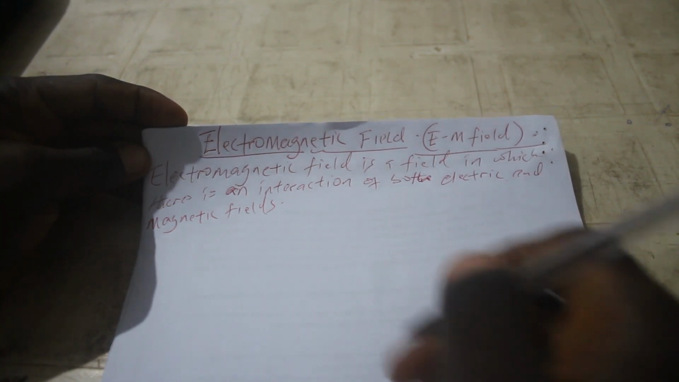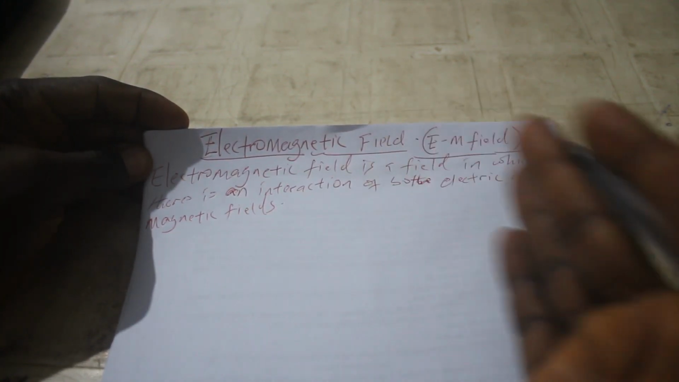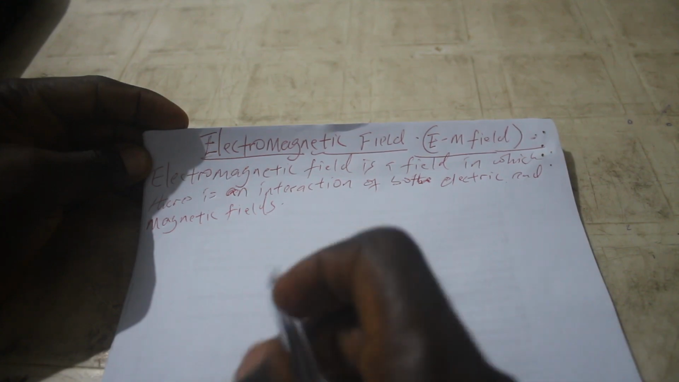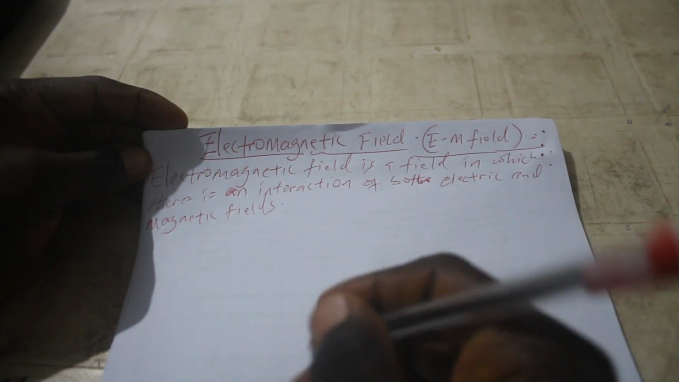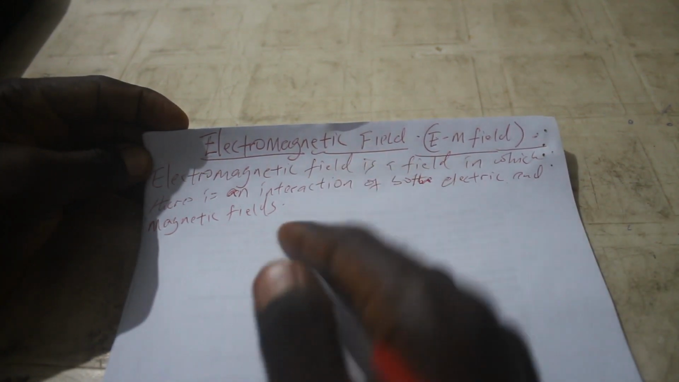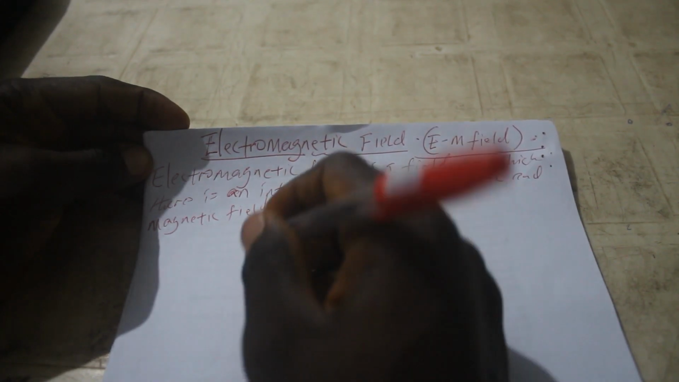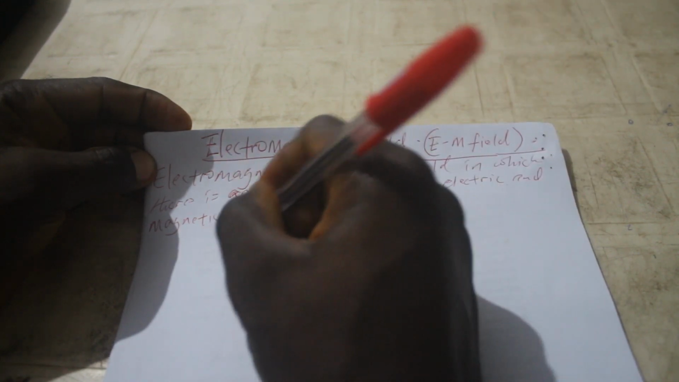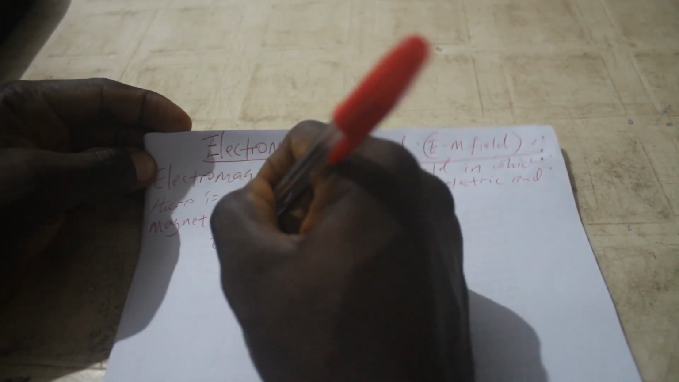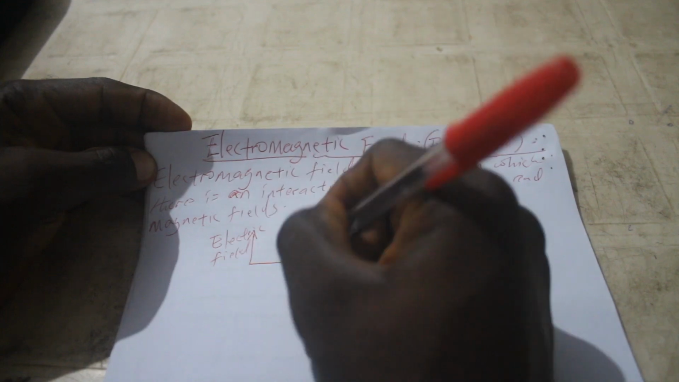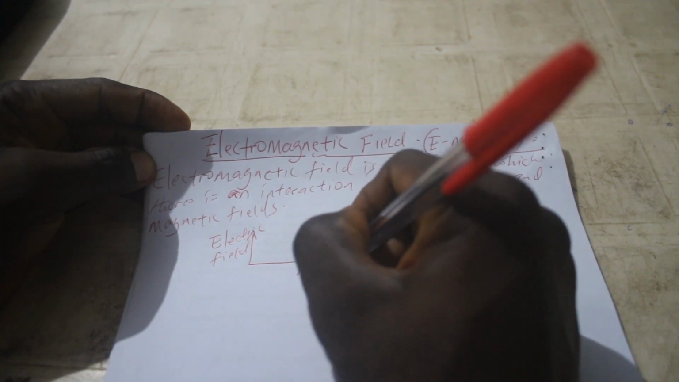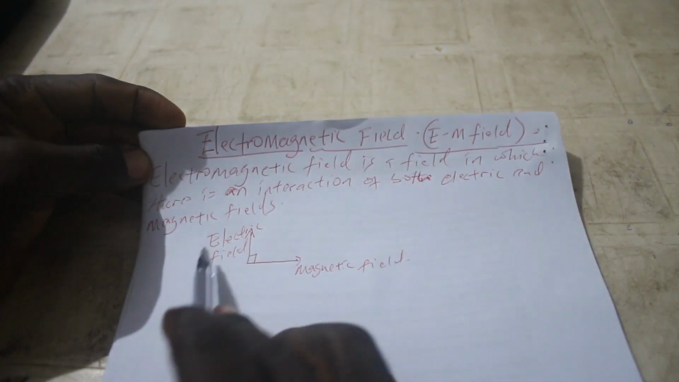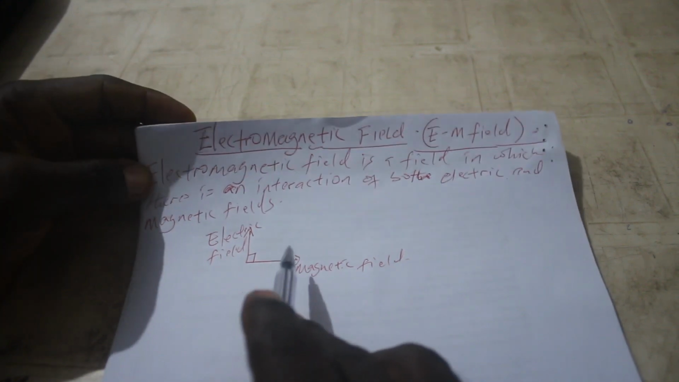You see? So we have electric field on one hand and magnetic field on the other hand. The mutual interaction of them gives rise to what we call electromagnetic field. And these two fields, electric and magnetic field, are interacting with each other at 90 degrees, that's at right angles.